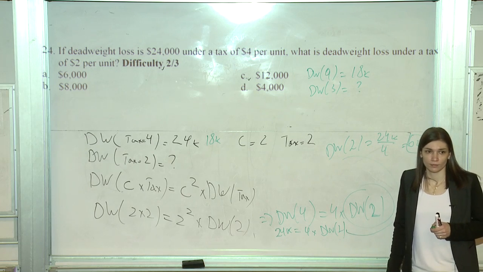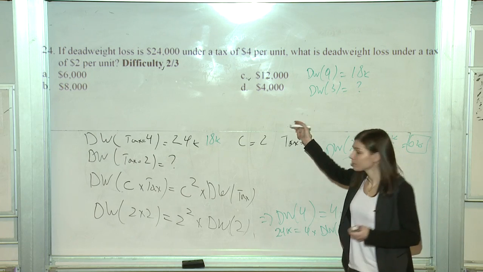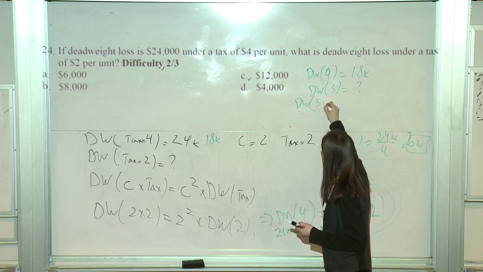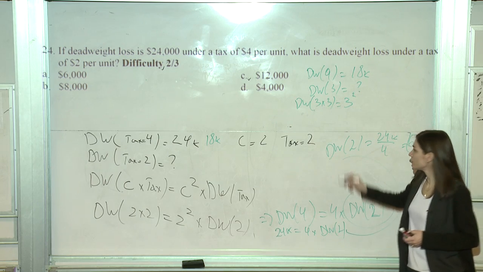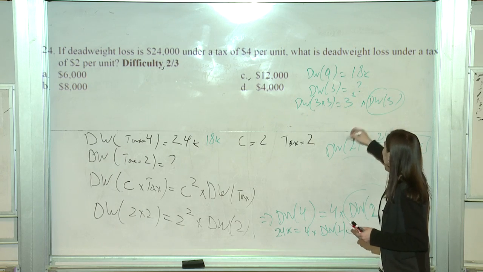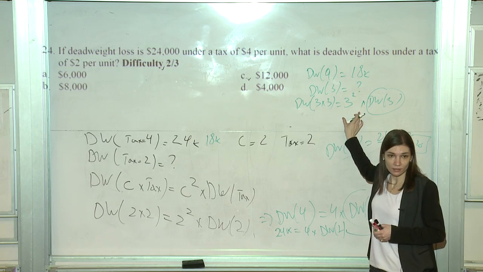So it'll be 3 times 3 then. Right, so then the C would be 3. So I'm going to have the dead weight loss at 3 times 3 equals, then this is 3 squared, right, times the dead weight loss at 3. And I need to solve for this, so I'm going to take the 18,000 and divide it by 9.